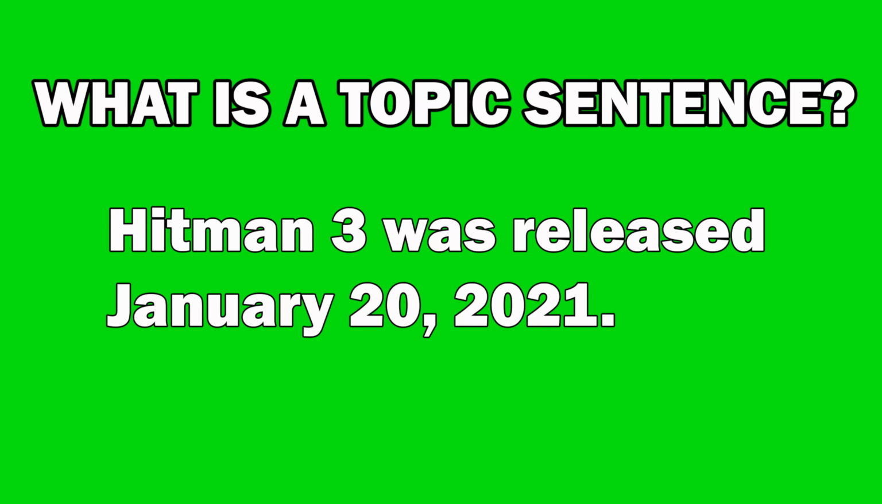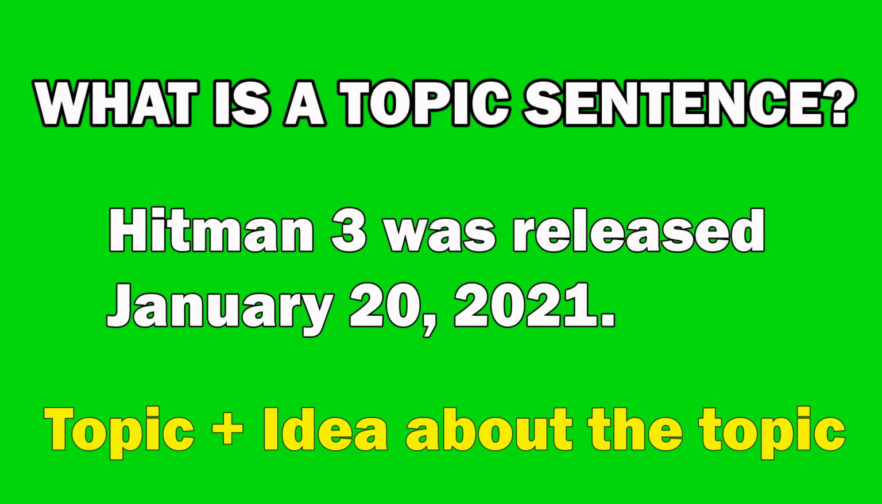Predicate is just a group of words that shows action. But for this example, we're just going to say that a sentence just needs to have a subject and a verb. The verb being released. January 20th, 2021.